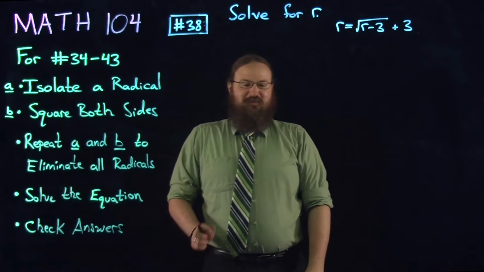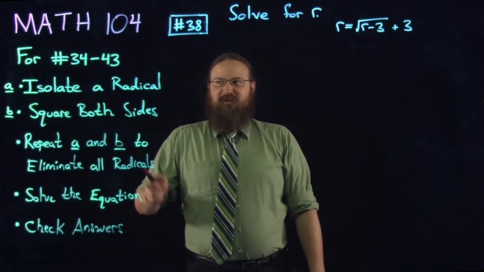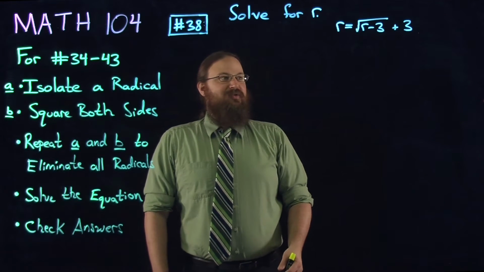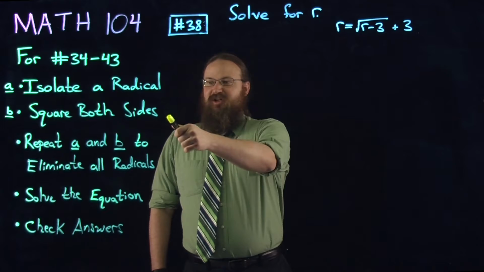Continue on with gateway questions for Math 104. This is number 38, which comes from the categories number 34 through 43 on solving equations with radicals. So we're going to repeat steps A and B until we're done.